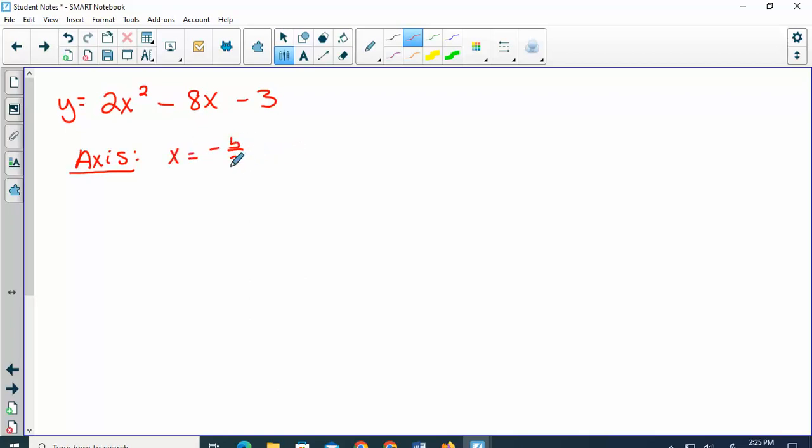Opposite of b over 2a. What is the a in this problem? And what's our b? Negative 8. We don't need it here, but c would be the negative 3. So opposite of b, opposite of negative 8 would be positive 8 over 2 times 2. So 8 over 4 equals 2.